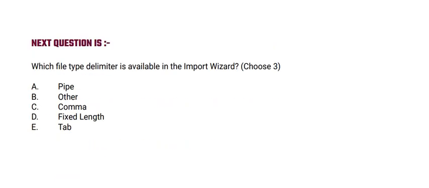Next question is, which file type delimiter is available in the import wizard? Choose three options. And the options are: option A, pipe; option B, other; option C, comma; option D, fixed length; and option E, tab. The correct options are A, C, and E.